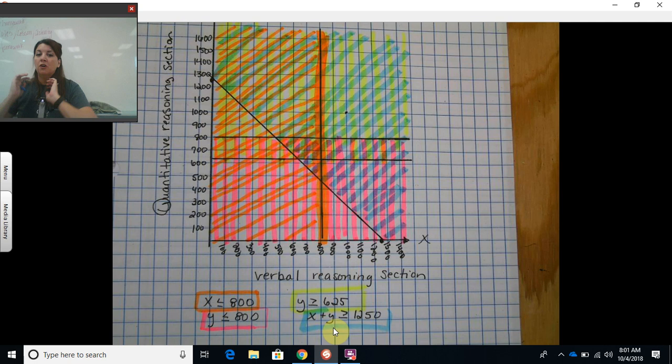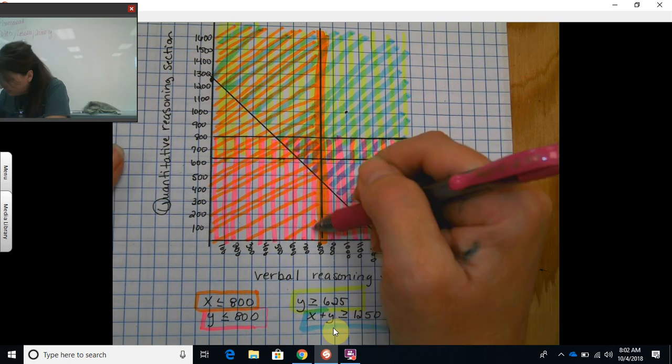Okay, so we have graphed all inequalities. Can somebody give me a test score from the verbal reasoning section and the quantitative reasoning section that I could use to get into my school of choice, given all of these constraints? Yes, ma'am. Say it again. 750 and 750.